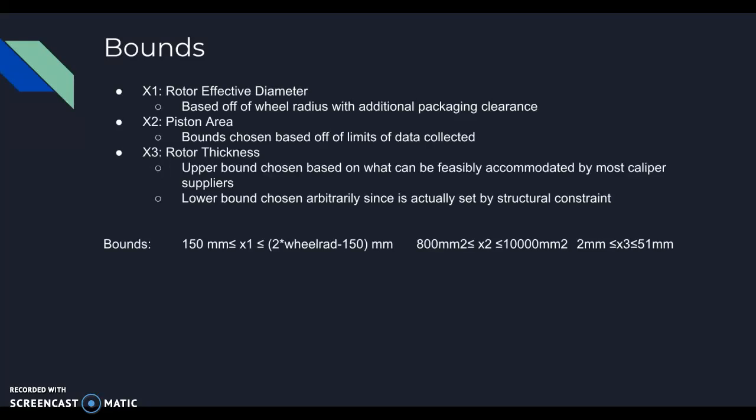So finally, our bounds were for the rotor effective diameter based off of, on the lower bound, the standard lug pattern for a very small OEM automotive wheel, and on the upper bound based off of the user inputted wheel radius with some additional clearance. For the piston area, it's based off of the max and min from the data that we collected. And then for the rotor thickness, the upper bound is based off of what is feasibly accommodated by most caliper packaging, and the lower bound is mostly arbitrary since that is in reality in the simulation set by the structural requirement.